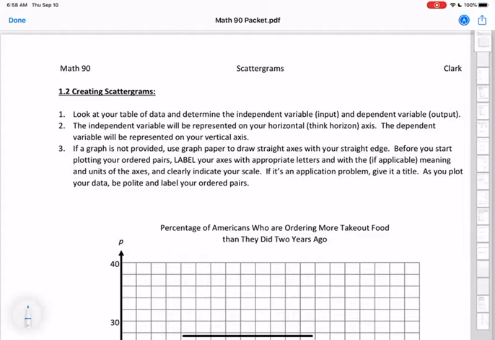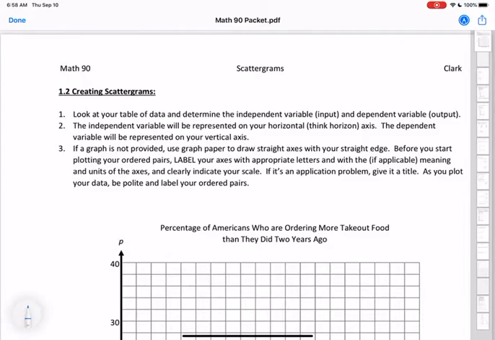And so just to summarize, if a graph is not provided, use graph paper to draw straight axes with your straight edge. Before you start plotting your ordered pairs, label your axes with the appropriate letters and with the meaning and units. Okay, so we'll do all this today. We'll do two big problems and clearly indicate your scale. If it's an application problem, which is a fancy word for story problem, give it a title. As you plot your data, be polite and label your ordered pairs. Okay. So we will do all of this when we practice today.